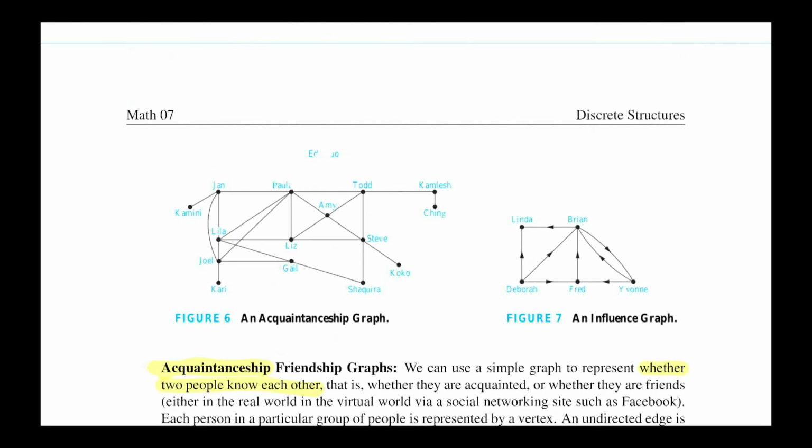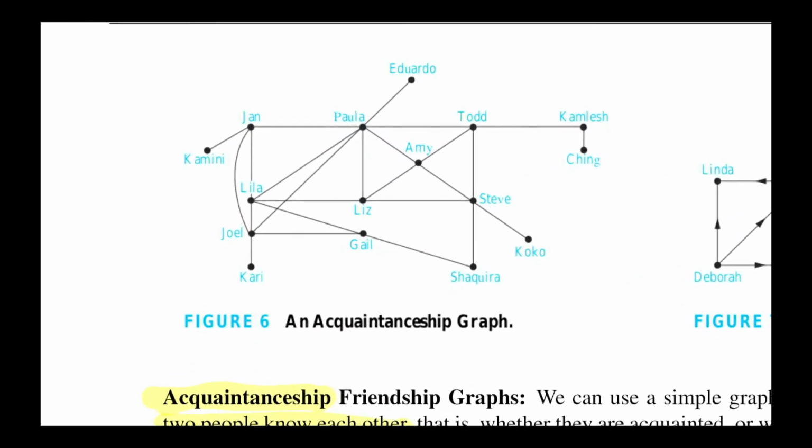And yeah, so here's one. They're very straightforward. It's symmetric. There's no direction here on an acquaintanceship graph, right? Because if Eduardo knows Paula, then Paula knows Eduardo. So you just use one edge. You don't have to have an arrow pointing at Eduardo or an arrow pointing at Paula. Just if they know each other, you put an edge.